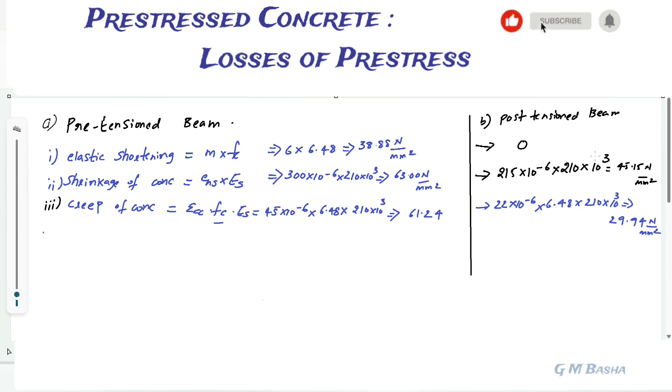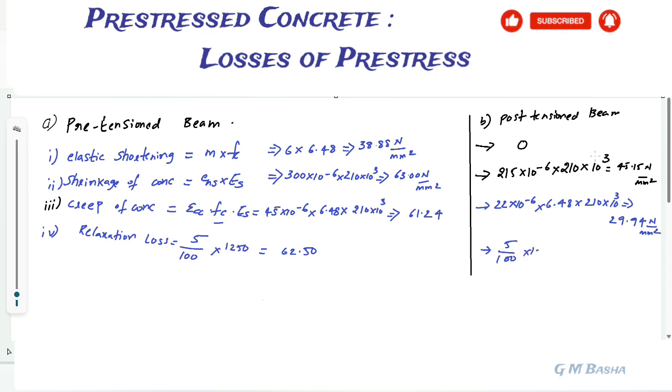So then the next step is what we have to find: relaxation loss. Relaxation loss will be given as 5%, meaning 5 divided by 100 into initial stress, that is sigma, that is 1250, equal to 62.50. So here also you will get the same, 5 divided by 100 into 1250, the same loss, that is 62.50.